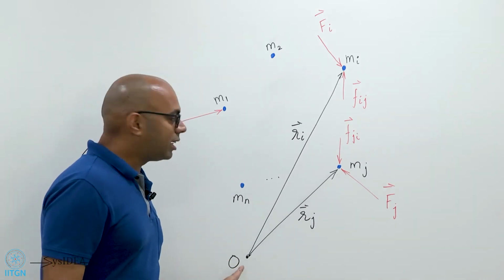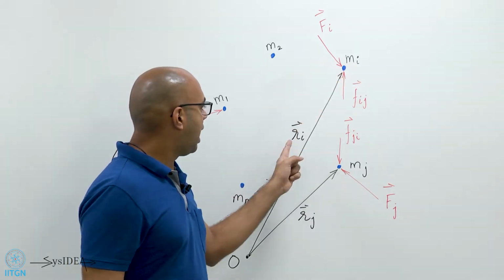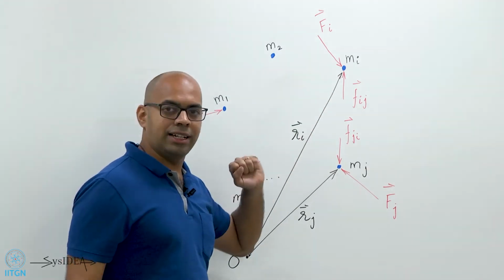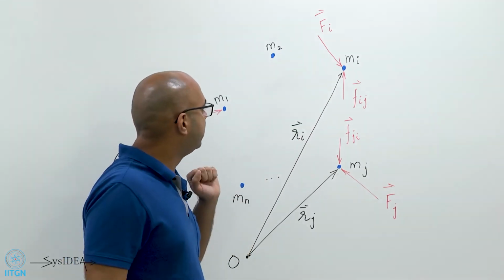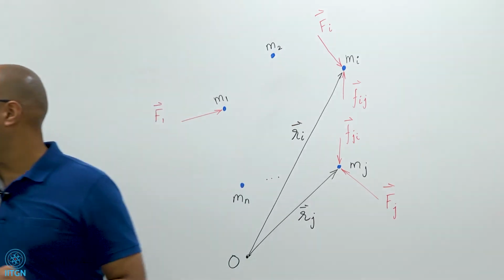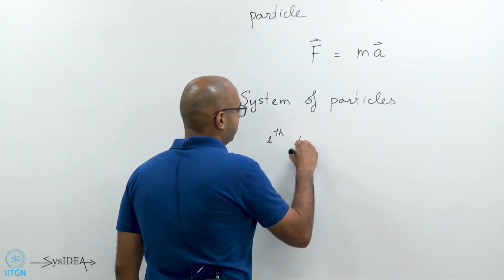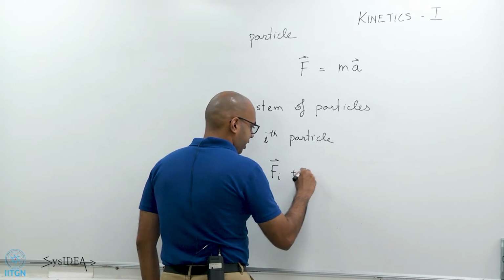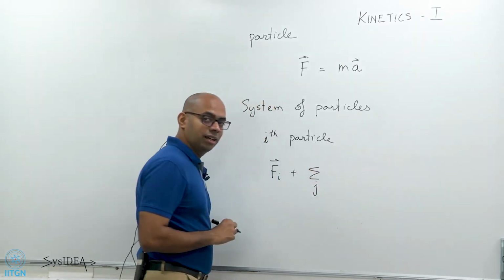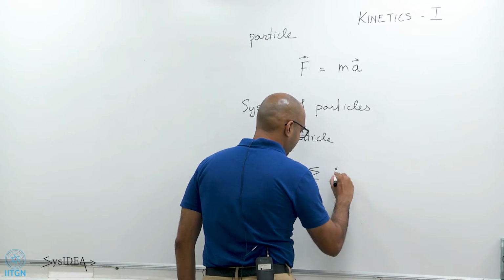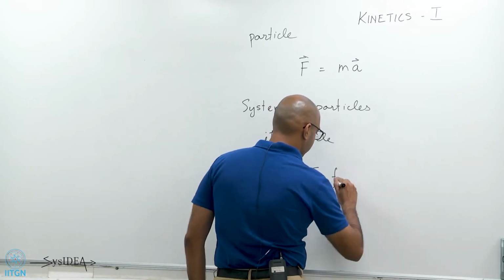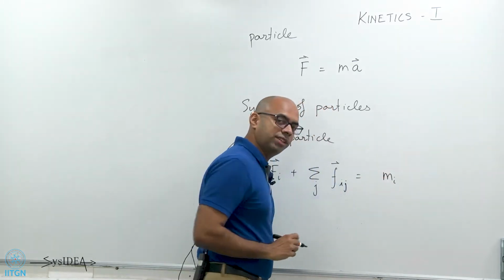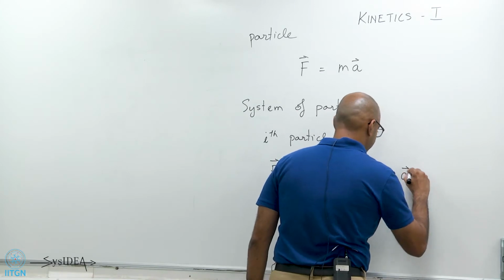Now, let us imagine the origin is at O, the position vector of the ith particle is Ri, and the position vector of the jth particle is Rj. Here, let us write the same Newton's law for the ith particle. So, if we do that, for the ith particle, we get Fi plus the sum over j of the other particles' Fij is equal to the mass of the ith particle times the acceleration of the ith particle.